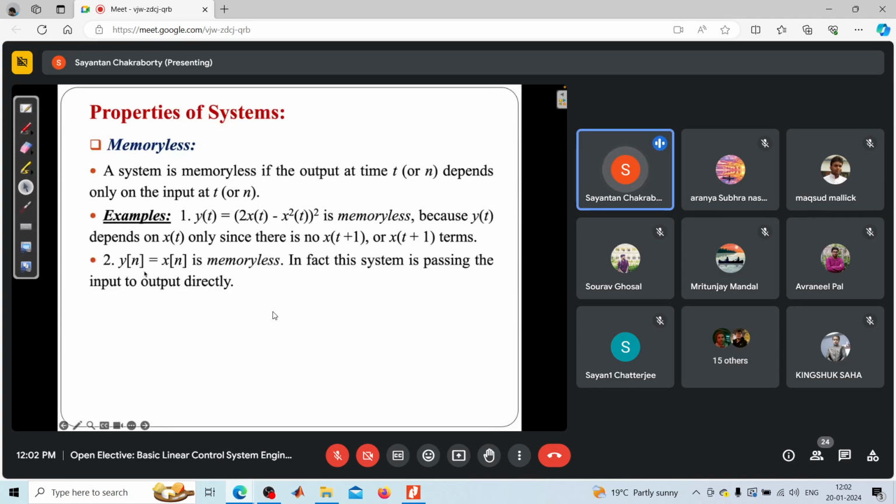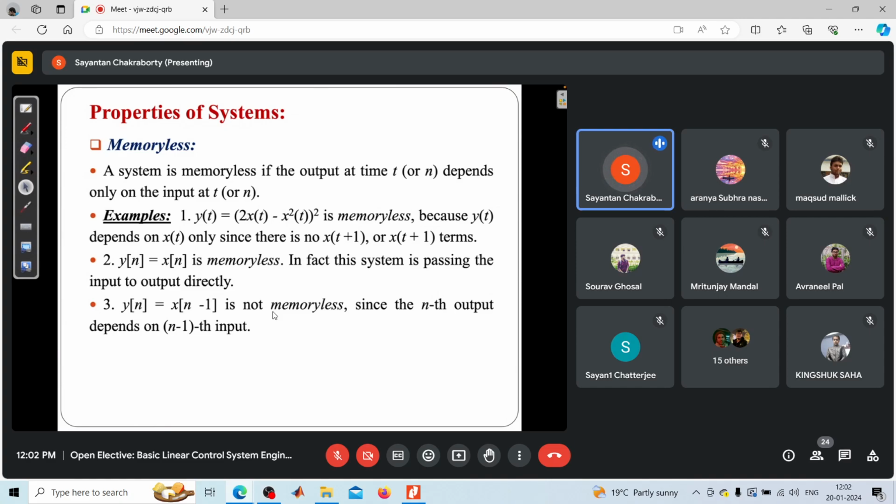In a discrete time system, represented as a sequence of output y[n] and a sequence of input x[n], it is also memoryless because at any instant n, the output is equal to the input at that instant. The same is not true here. It is not memoryless because y[n], the output at the nth instant, is a function of the input at the previous instant, the (n minus 1)th input. So it has a memory.